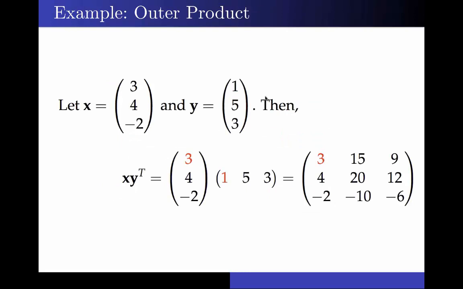Let's look at an example with numbers. Here I have two vectors, x and y. They have the same size, but that doesn't matter here because, again, the inner dimensions will always match. So when I multiply x, y transpose, you can see 3 times 1 is 3, 3 times 5 is 15, 3 times 3 is 9, 4 times 1 is 4, 4 times 5 is 20, and so forth. Now, what you might notice about this is that the rows of the product are going to be scaled versions of the y vector here, because this first row is 3 times y. The second row is 4 times y. And the last row is minus 2 times y.